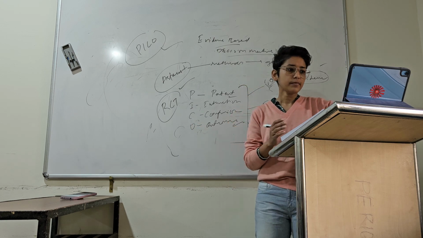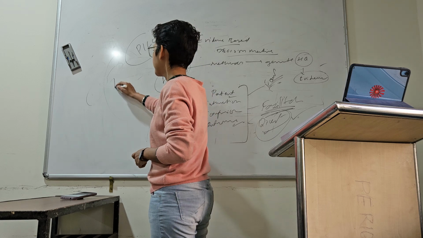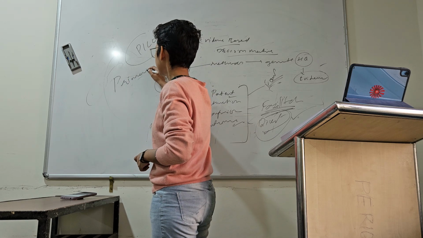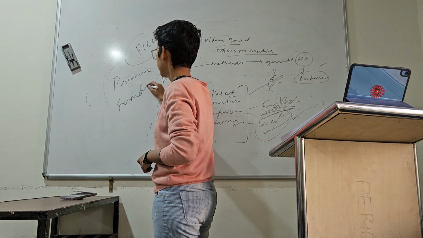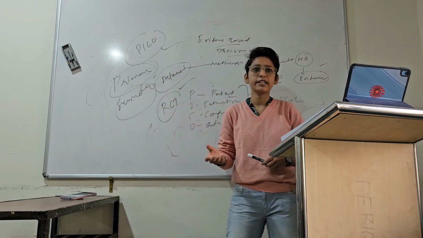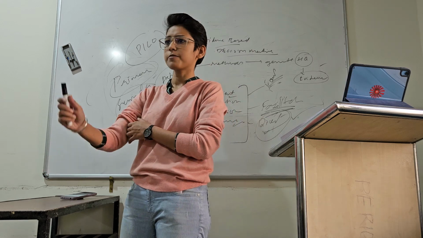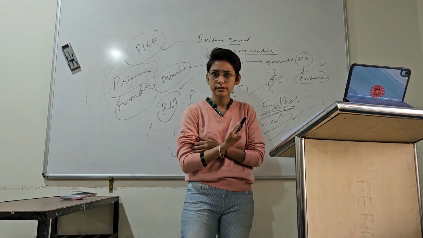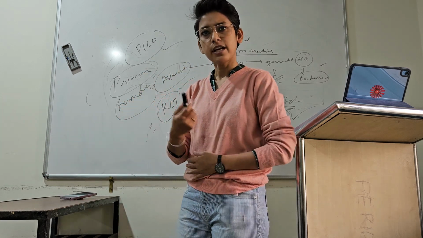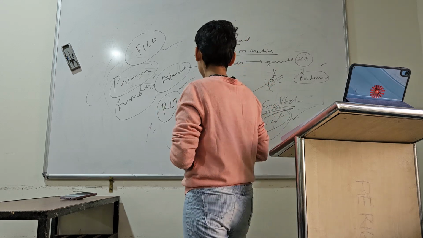Now, sources. What are our sources? Our sources are of 2 types, primary and secondary. Primary sources are studies conducted first hand: your RCTs, case control studies, cohort studies, retrospective and prospective studies. These are first hand studies. Make that evidence-based strategy. It will be good for people.